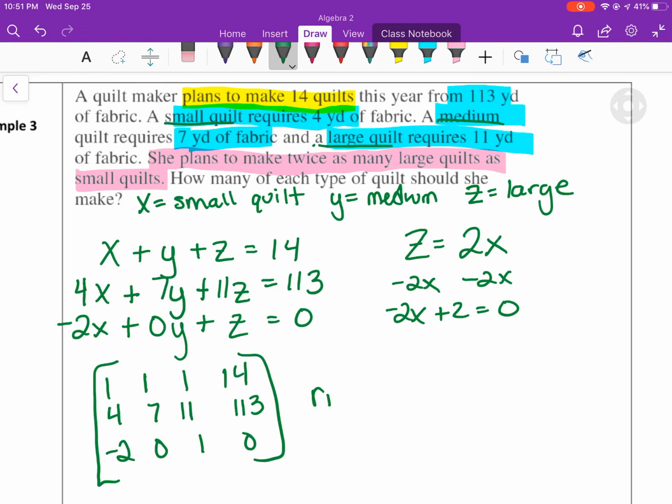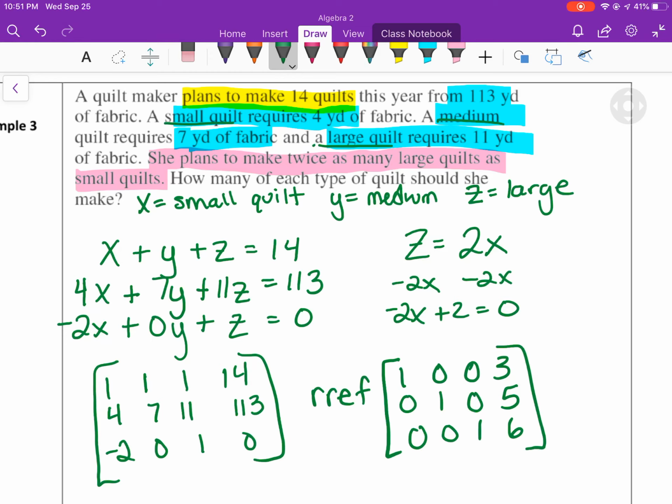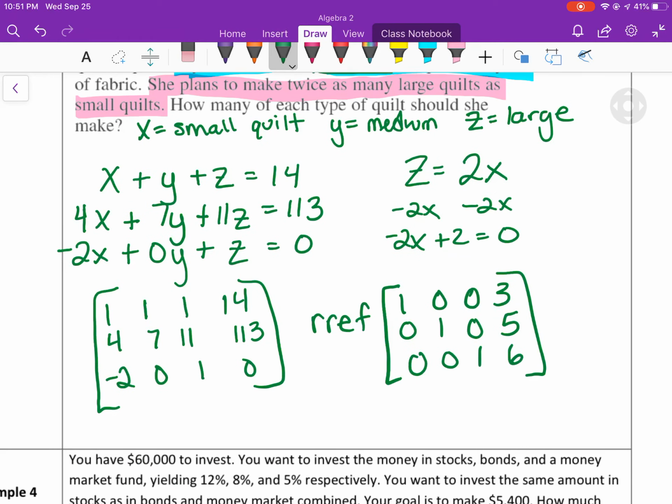Put it in your calculator and find the row reduced echelon form, and that comes out as 1, 0, 0, 3, 0, 1, 0, 5, 0, 0, 1, 6. I had made a mistake when I put this in the first time. Instead of typing 113, I had just typed in 13 and I got negative answers. And I knew it was wrong because I'm talking about how many quilts I'm making. So I can't have a negative number of quilts. So make sure you pay attention to what you're getting and make sure it makes sense.